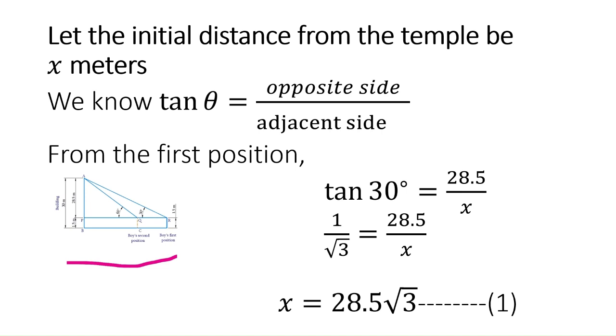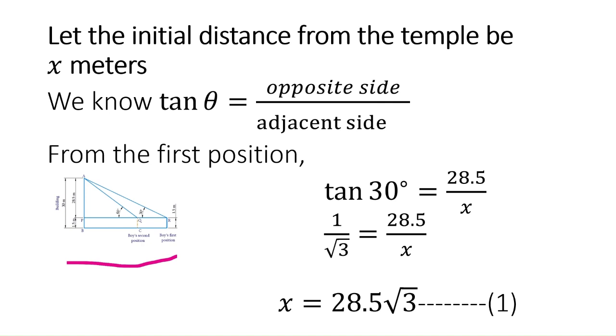Okay, so for the initial angle of elevation, tan theta is equal to opposite side by adjacent side, that we know. From the first position, the angle is 30 degrees. The opposite side becomes the effective height of the temple, which is 28.5. The adjacent side becomes the distance between the boy and the temple. We don't know it, so we have considered it as x meters.